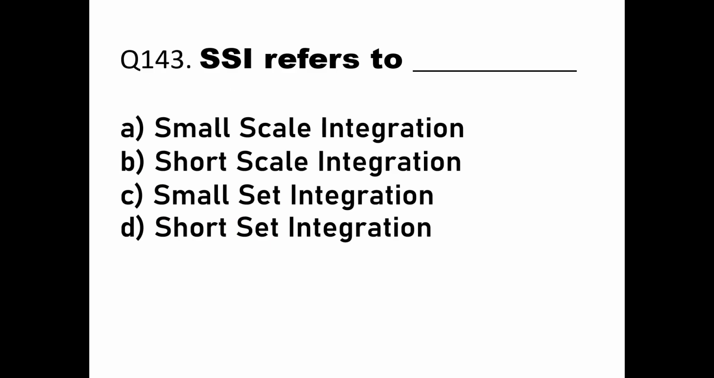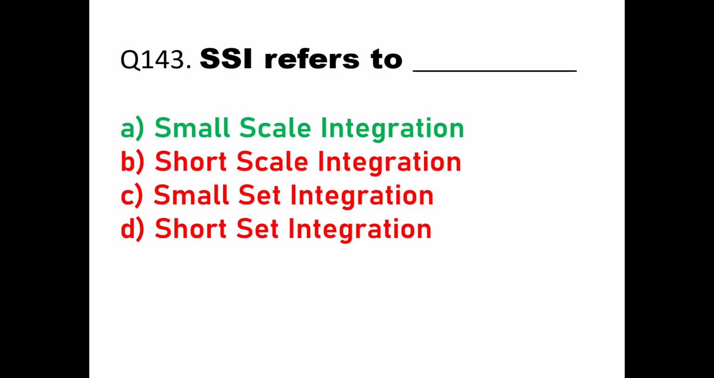SSI refers to. Okay. Now, if you see integrations of IC, the first type of integration will be small. That is called small scale. Okay. Second will be medium scale. Third will be large scale. And fourth will be very large scale. Okay. Now SSI will refer to small scale integration. So here the option will be option A. Okay, it is small scale integration.